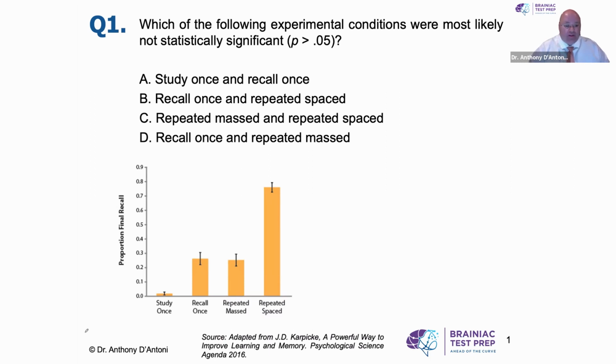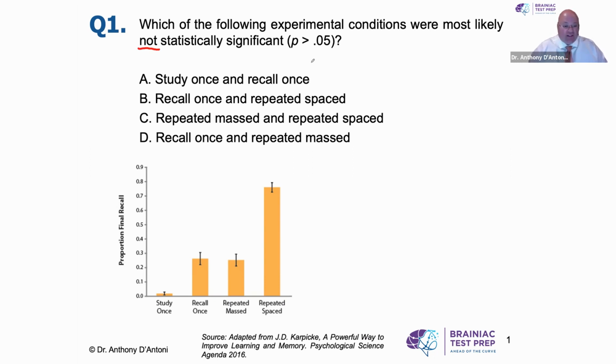You'll need the passage, but I've also copy and pasted the data chart, in this case, the bar chart here. So the question is, which of the following experimental conditions were most likely not statistically significant? This is important that we recognize. If it's not statistically significant, we mean that the p-value is greater than 0.05.